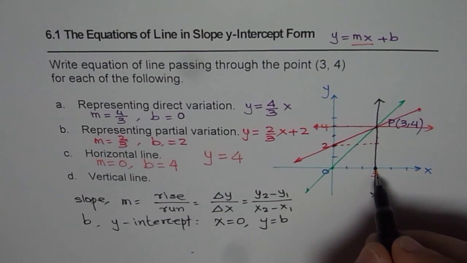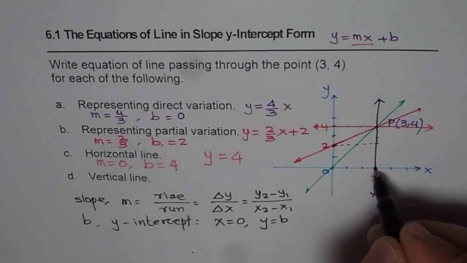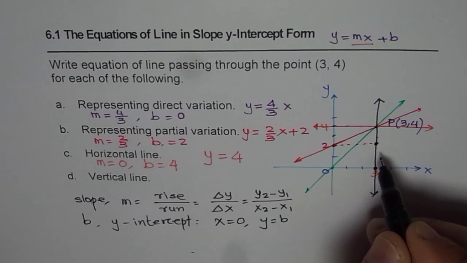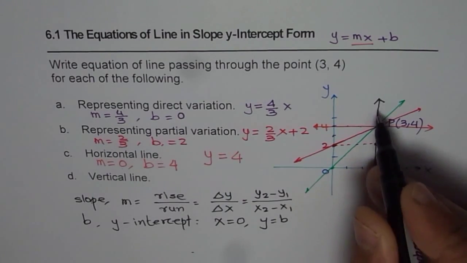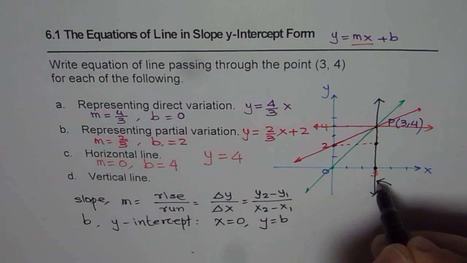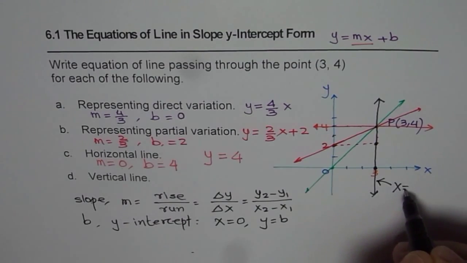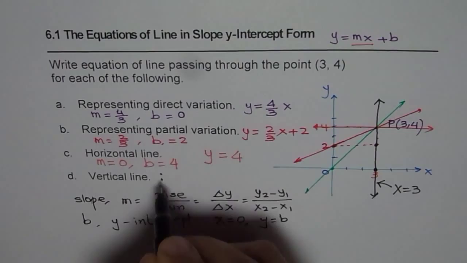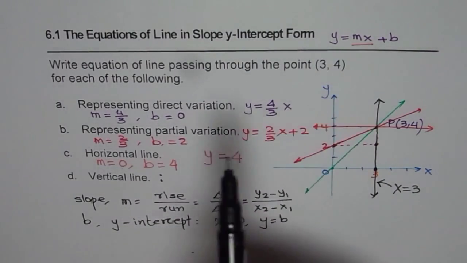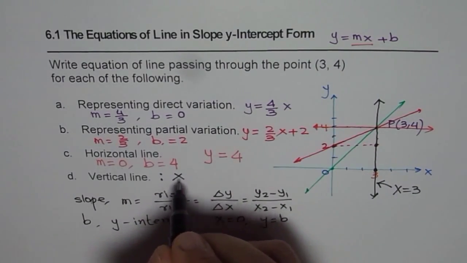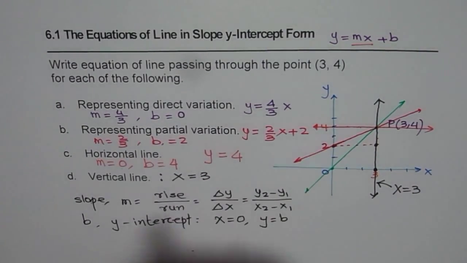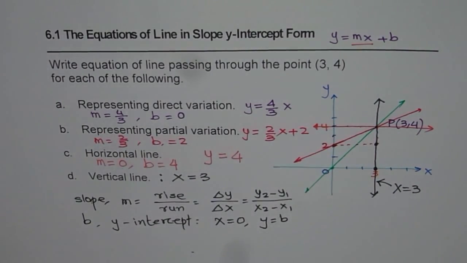So in this case, what we note here is that all values for x are 3. See, the x-intercept is 3, x is 3. If we take this point also, the x value is 3, but the y value changes. So the equation of such lines could be written as x equals the x value, the x-intercept 3. So for a vertical line, we cannot use slope-intercept form, and we should write the equation as x equals the x-intercept, which is 3, right?